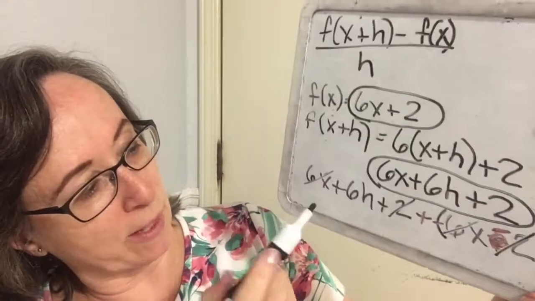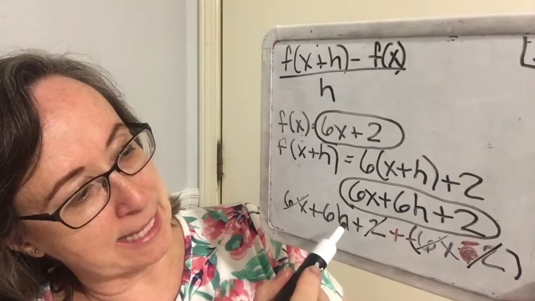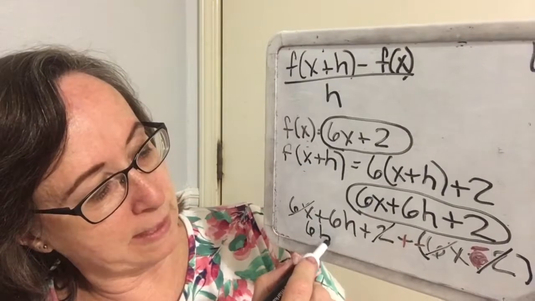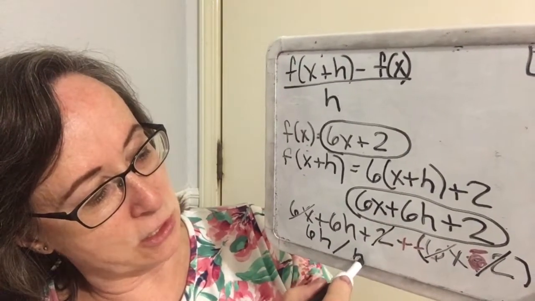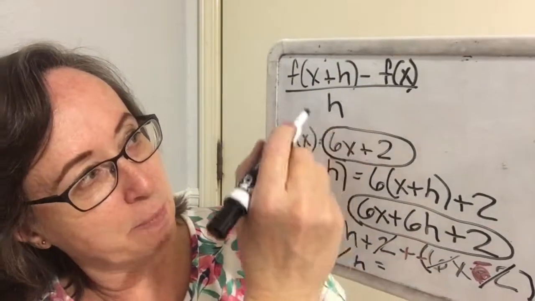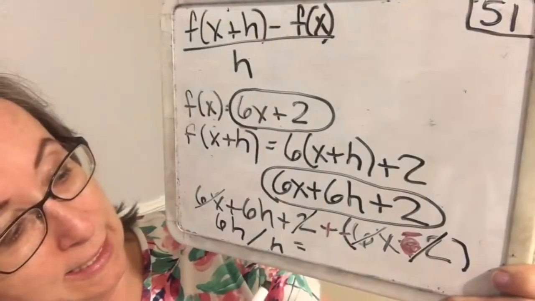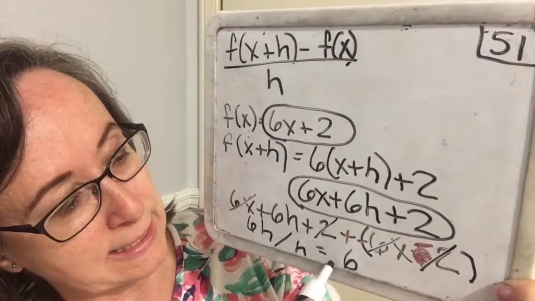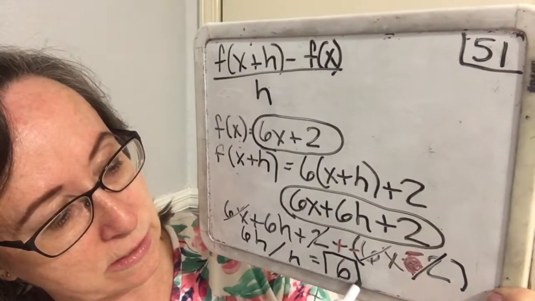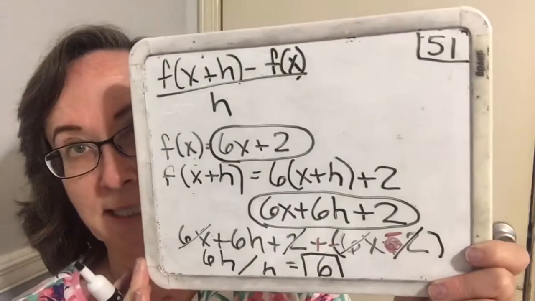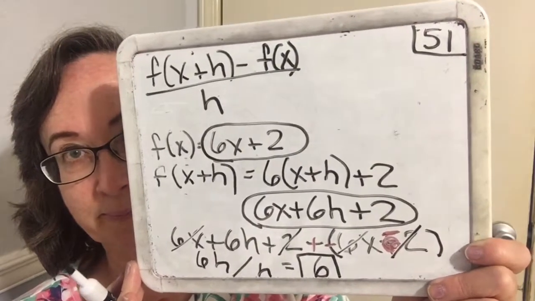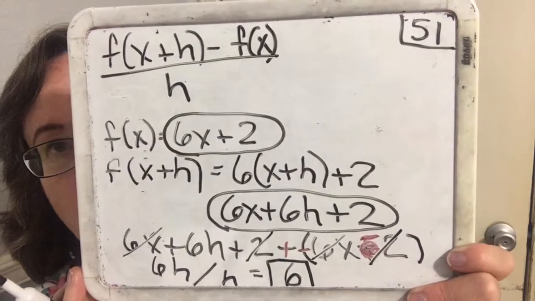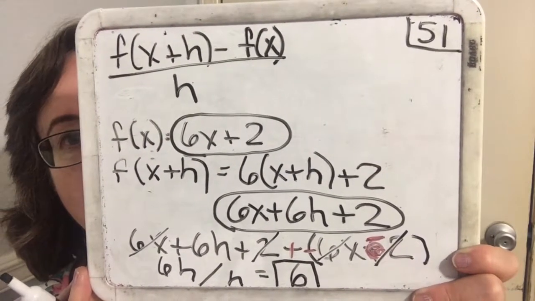So what we end up with is a 6h, and that 6h is going to be divided by an h for that part of the formula. And h divided by h is 1, so we're going to end up with a 6. And the answer, the difference quotient, is 6. So that is the first difference quotient problem that we're going to do, which is 51.